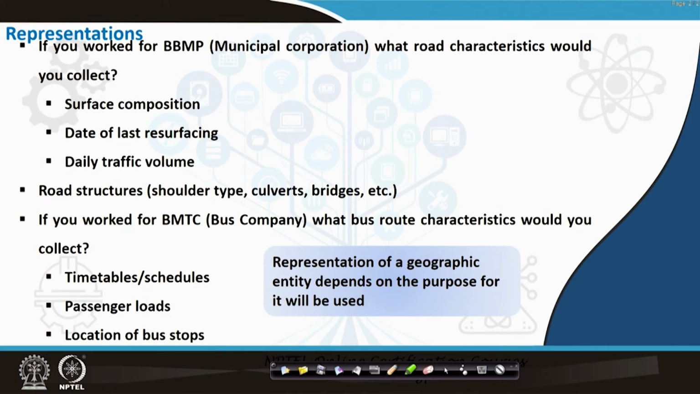It may be your surface composition, date of last resurfacing, or daily traffic volume. That is what is necessary for you to actually plan what kind of road has to be there and how it has to be there. Okay, so that is what is meant by representations.